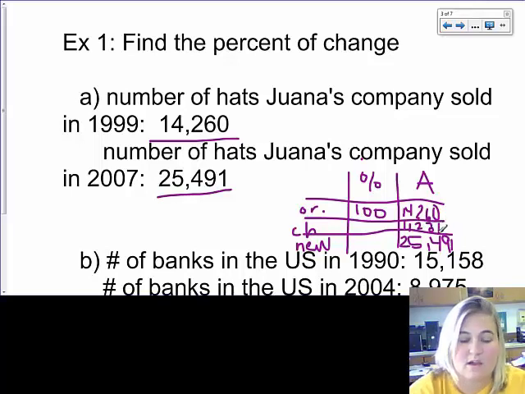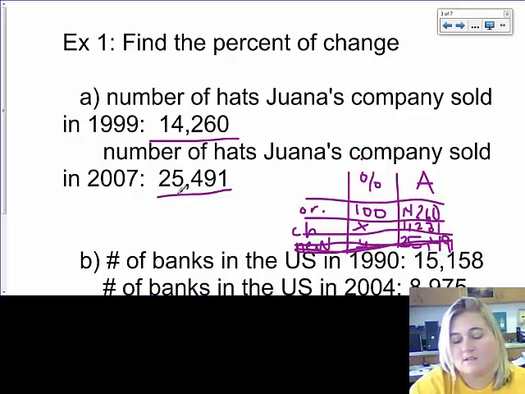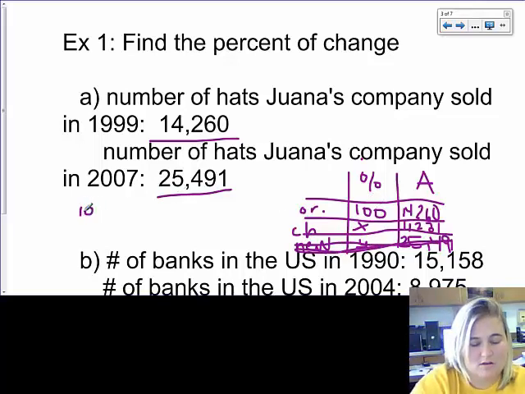Okay, and it wants me to find the percent of change, which means I'm looking for X right there. I have X and Y open because I don't know the new percent, but I'm looking for X, which means I can get rid of that whole row right here. And this is my proportion. So I have 100 over X, which is equal to 14,260 over 11,231, and all I have to do is cross multiply.